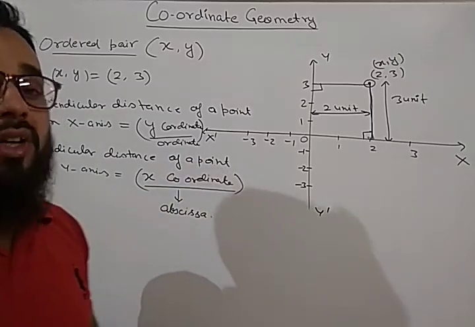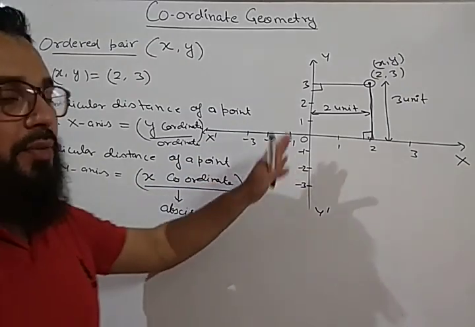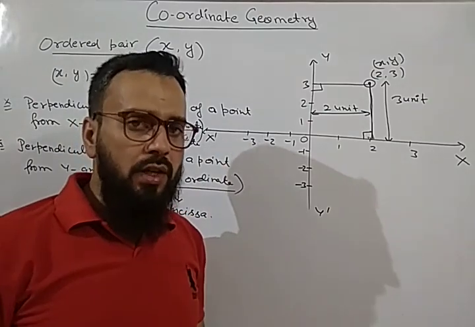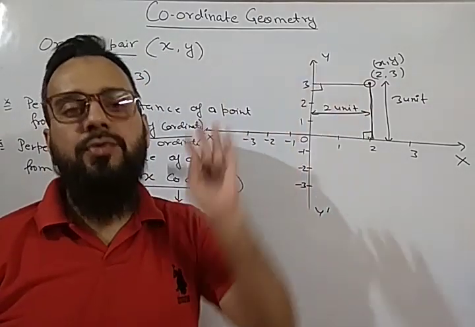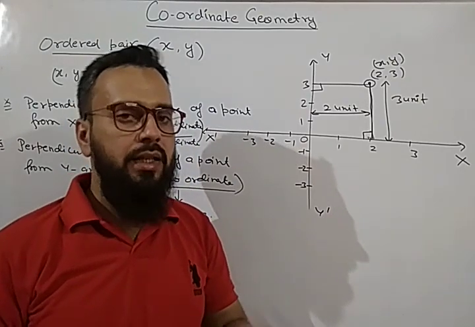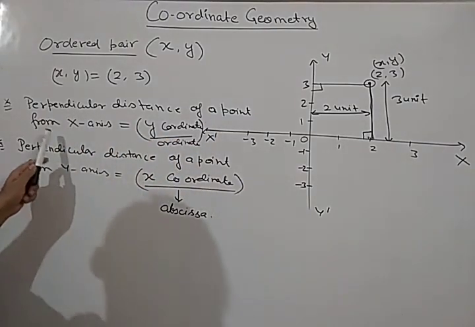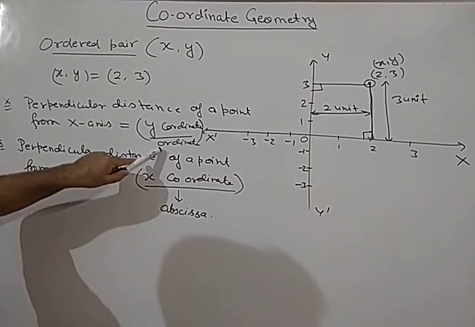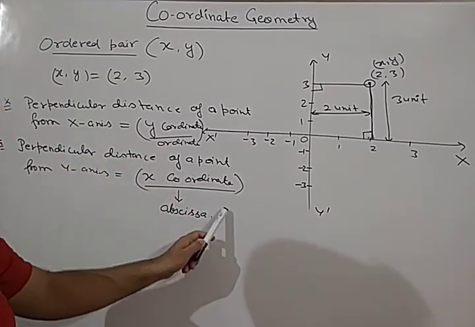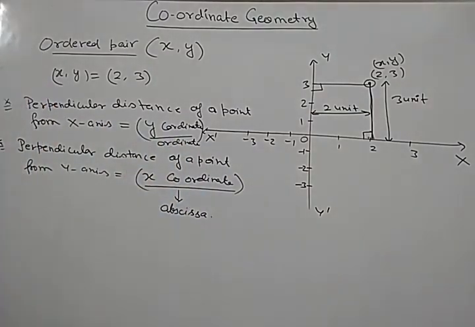So you have to remember all these terms, because the question may be asked in a twisted way. It will not be asked directly. You may be given that a point is at a distance of 2 units from the x-axis and 3 units from the y-axis, or that the ordinate of a point is 2 and the abscissa is 3. So remember: the perpendicular distance from the x-axis is the y coordinate, or ordinate, and the perpendicular distance of a point from the y-axis is the x coordinate, also known as abscissa. Remember this and note it down.